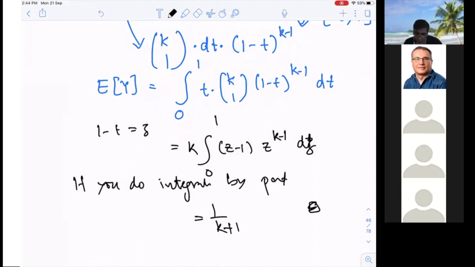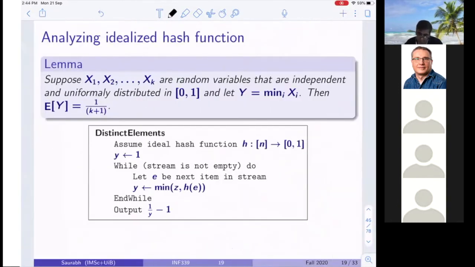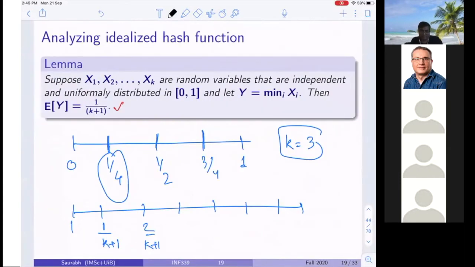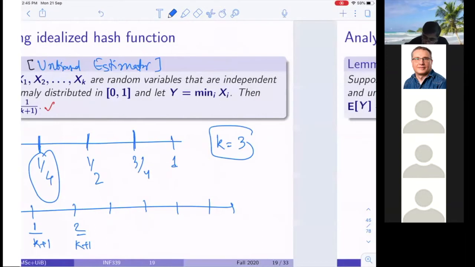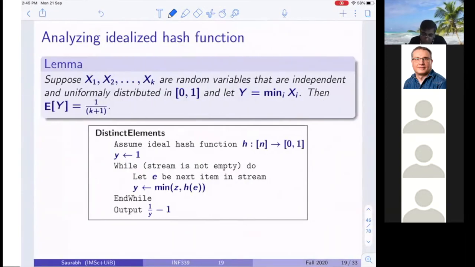So what did we learn? We learned that this lemma provides us a very nice unbiased estimator, right? And once we have this unbiased estimator, our algorithm is very simple. What does our algorithm do? Assume that you have an ideal hash function from n to 0, 1. You initialize y to be 1. While the stream is not empty, let e be the next item in the stream, and y is the minimum of y comma h of e. And you output 1 by y minus 1. If there is no element, then you will output 0, and otherwise you will output everything else. So this is our basic estimator.